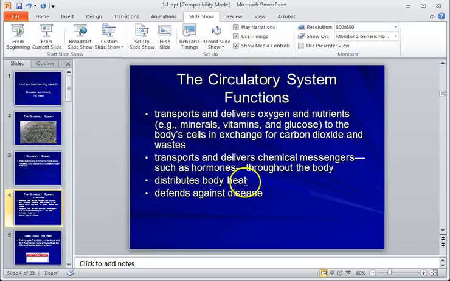Some of these other things like distributing body heat and defense against disease, especially defense against disease, we'll talk about a little bit later when we get into the immune system.